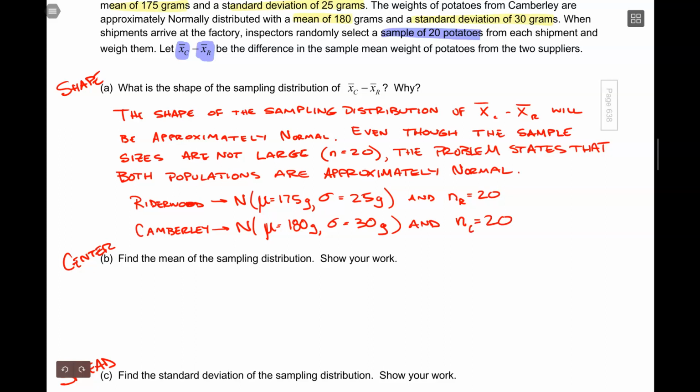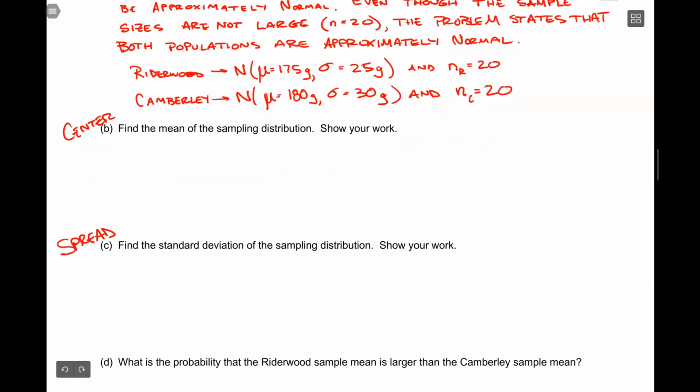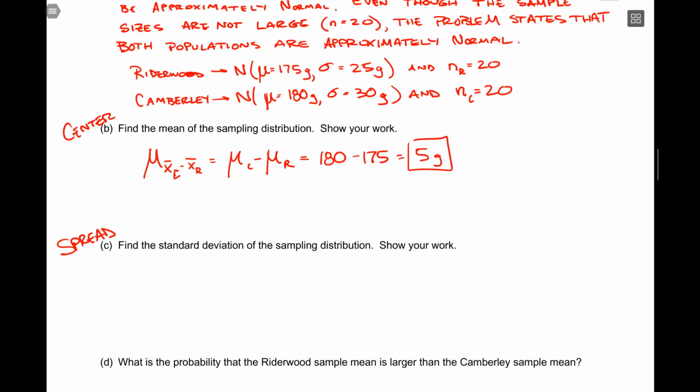Okay, let's now talk about the mean. The mean of the sampling distribution is quite simply this. The mean of the sampling distribution of x sub c bar minus x sub r bar is equal to the difference in means of the two populations. And that is 180 grams minus 175 grams for a net of 5 grams. So that means we expect if we take the mean of two samples and subtract them, that difference should be 5 grams.